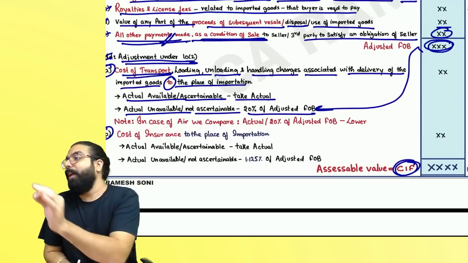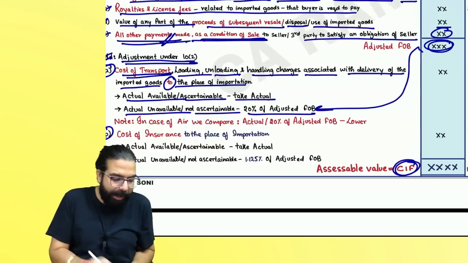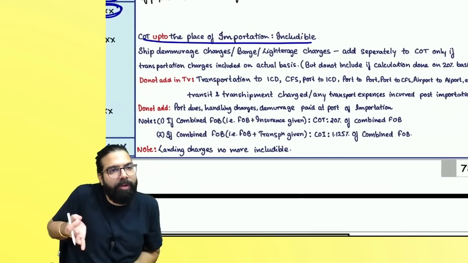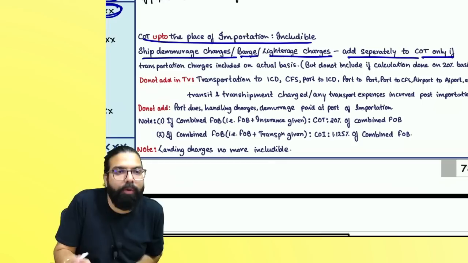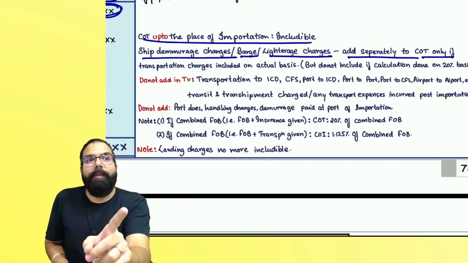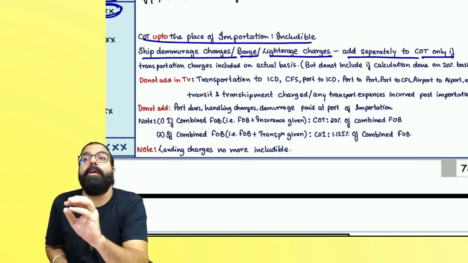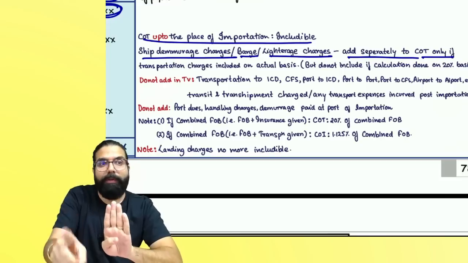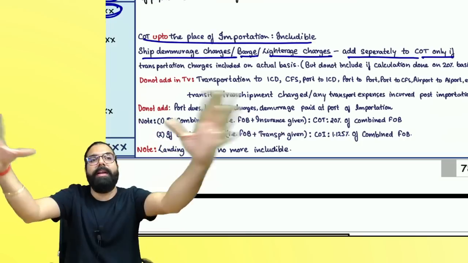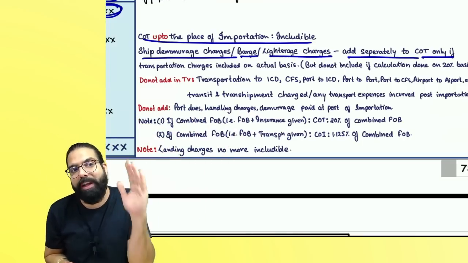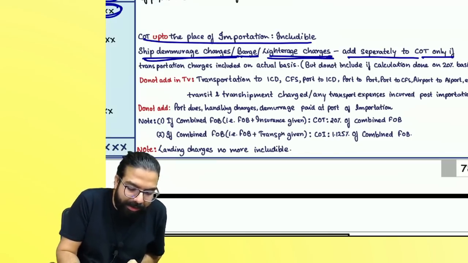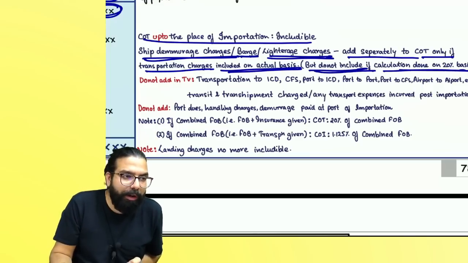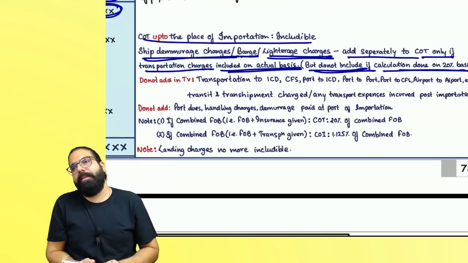Remember one thing. In case of air, we always compare the cost of transportation, loading, unloading, handling charges. In case of air, we compare actual and 20% of the adjusted FOB, whichever is lower, we take it. Remember, the cost of transportation is still up to the place of importation. Ship demurrage charges and barge charges are also to be included in the cost of transportation. But remember, whenever you take 20%, it is always assumed that the 20% includes the cost of transportation, loading, unloading, handling charges from the exporter's factory till India. All of it is assumed to be included in the 20%. But if you are taking the cost of transportation, loading, unloading, handling charges on actuals, then you should always include ship demurrage charges and barge charges. Only if transportation has been done on an actual basis, but we don't include them if calculated on a 20% basis. Why don't we include them? Because in the 20% it is already assumed that ship demurrage charges, barge charges, etc. are already included.